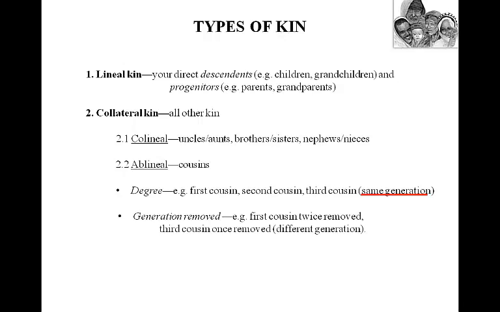And secondly, by generation removed. For example, first cousin twice removed, third cousin once removed. These are different generations. Now we look at pedigree chart construction. See the schematic on the right? That's what we're going to construct right here.